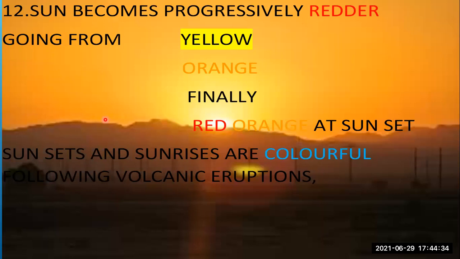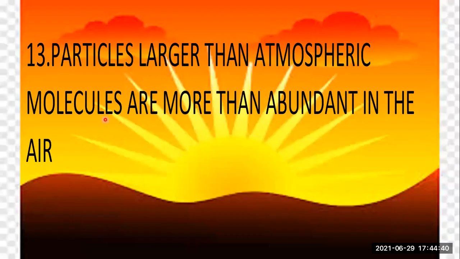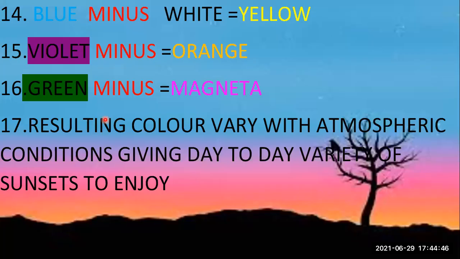Sunsets and sunrises are colorful following volcanic eruptions. This is one of the reasons why they are colorful. Particles larger than atmospheric molecules are abundant in the air. If you look at which color is subtracted and what color we get, it is given in the sequence. The resulting colors vary with the atmospheric condition, giving a day to day variety of sunsets to enjoy.